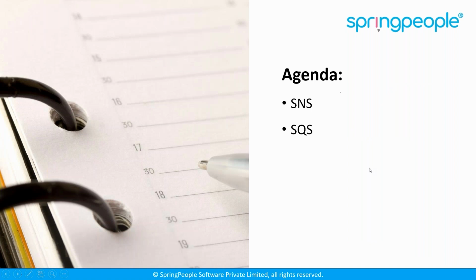In our agenda, we will be discussing two services. First is SNS and the second one is SQS. SQS stands for Simple Queue Service, whereas SNS stands for Simple Notification Service. By the name itself, it might be clear to you that SQS belongs to a queue service, whereas if I have to send a notification, I need to reach out to SNS.